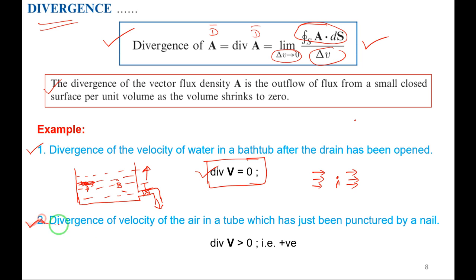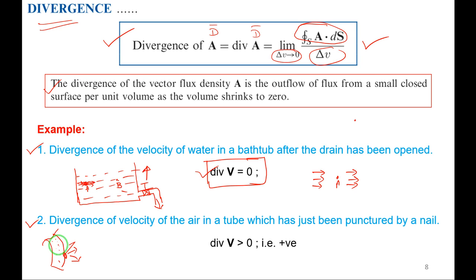Next, second example. The divergence of velocity of the air in a tube which has just been punctured by a nail. Yes, I have the tube filled with air. Let me assume this is the tube. It should be closed, but I have taken only half the tube, right? It is filled with air everywhere and it is punctured, right? There is a hole here. The air will try to rush out in all the directions through this hole.